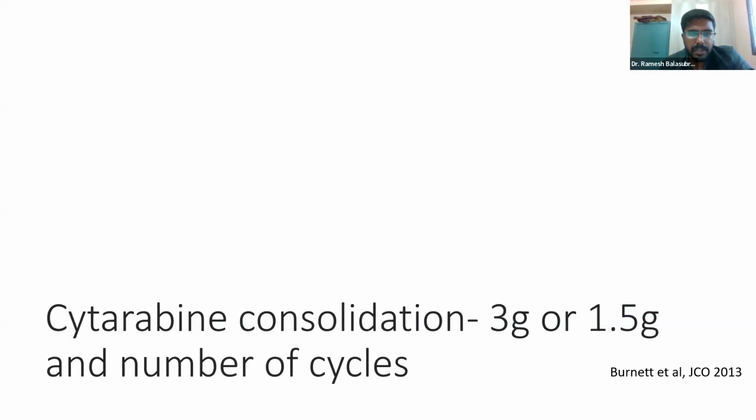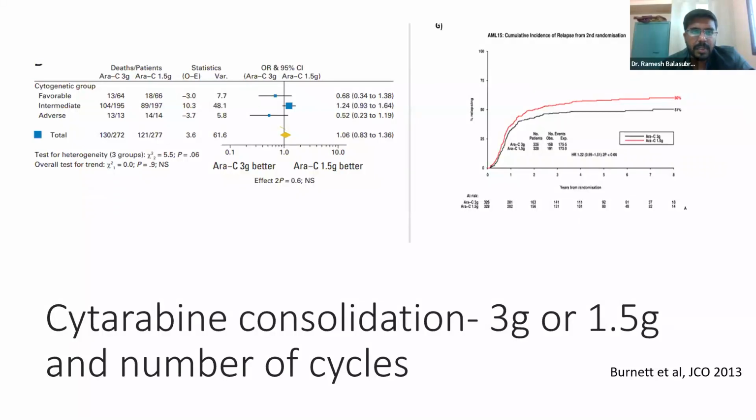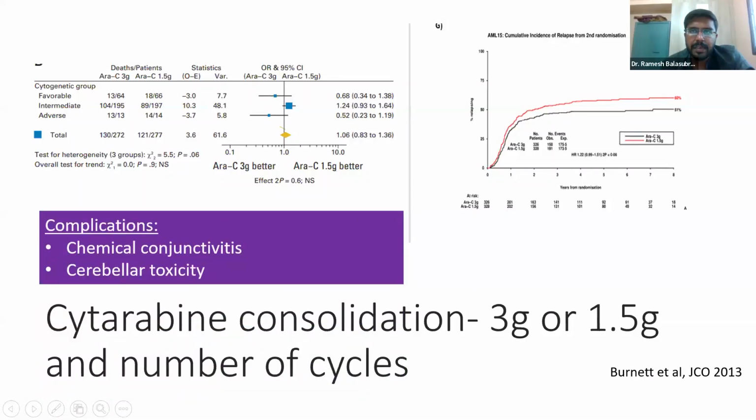So this drug, cytarabine, is also used in consolidation. What dosage do we have to use and how many cycles? There are so many studies I have quoted here, showing in the forest plot that 3 gram is better in the favorable and adverse groups. In intermediate it is slightly favoring, but overall the dosage of 3 gram per meter square should be the proper dose for a better survival of the patient. And here the cumulative relapse-free survival is also better with 3 gram. The complications faced are chemical conjunctivitis because of this drug, and it also can cause cerebellar toxicity.